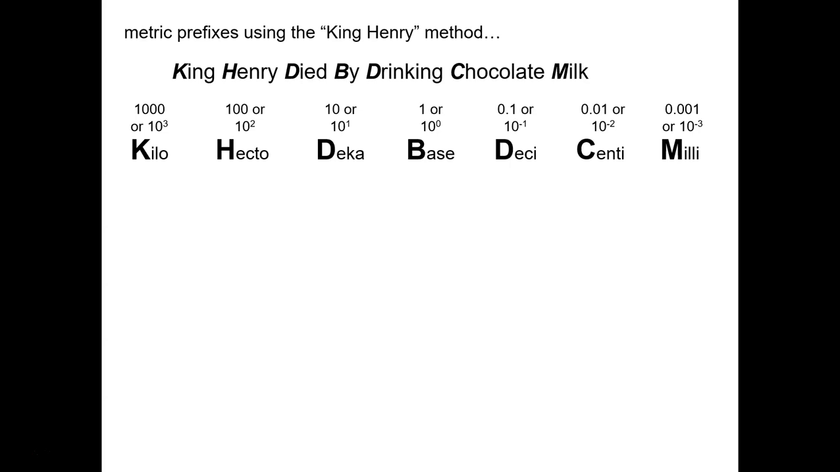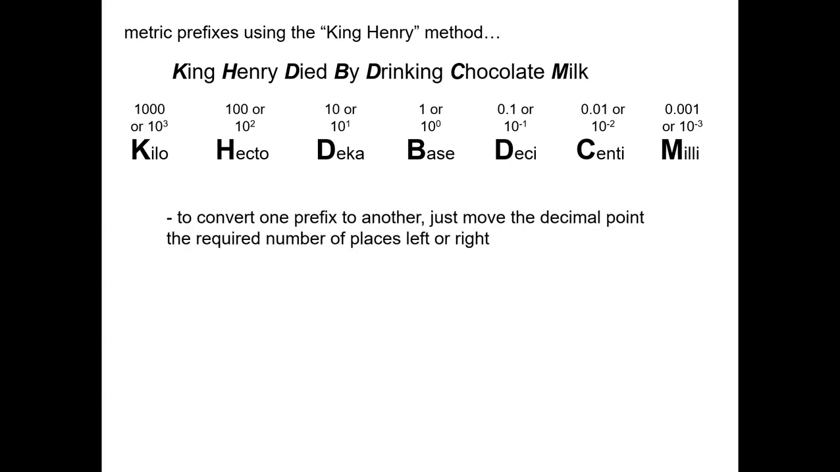And since we're only moving by powers of 10, if you want to convert one of these prefixes into another prefix in the metric system, all you have to do is move your decimal point around. So to convert one prefix to another, just move your decimal point. Want to go from base to deca? Then move the decimal point one place to the left. Or you can move it 2 places if you want to go to hecto, or 3 places if you want to go to kilo. If you want to go to the right, then you're going to use those smaller prefixes. So it's just moving the decimal point around.